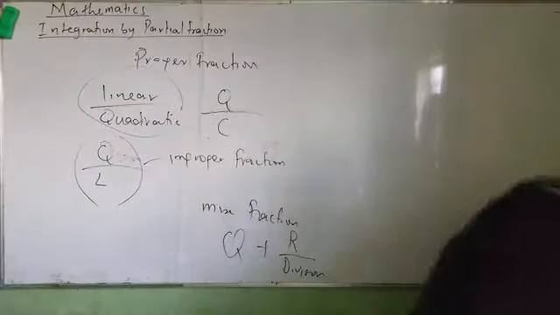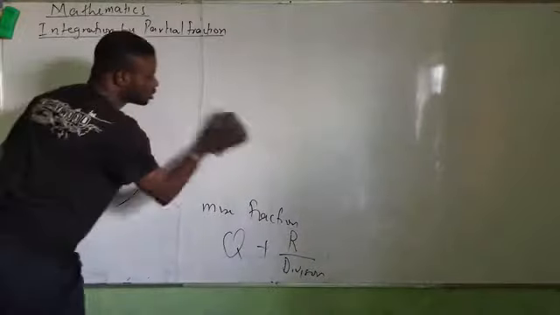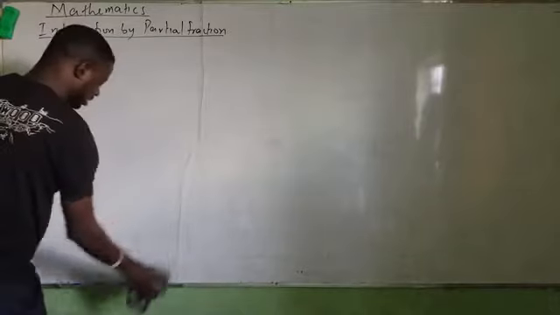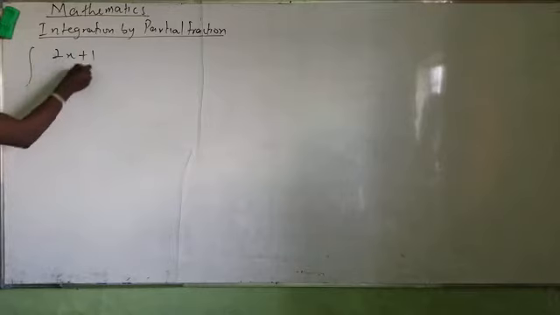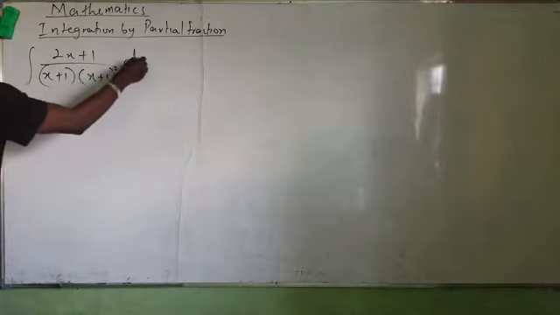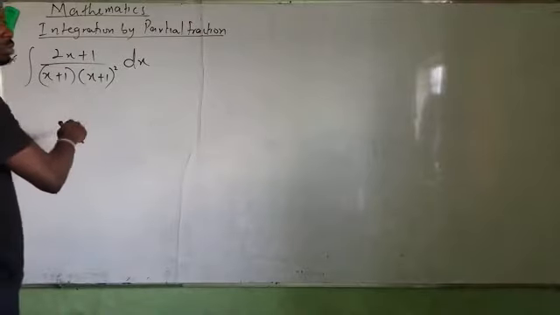I have some questions here which I need to explain, so I will make 3 videos on this because of the cases. Question number 1, you are asked to integrate 2x plus 1 divided by x plus 1 times x plus 1 squared, with respect to x. That is number 1, and I will solve this in this video.